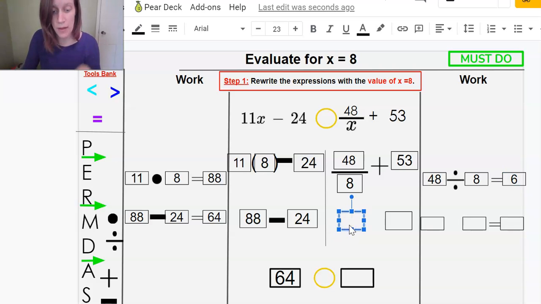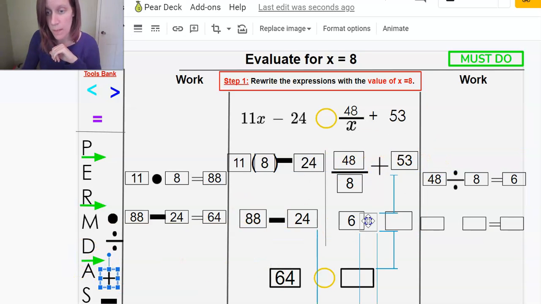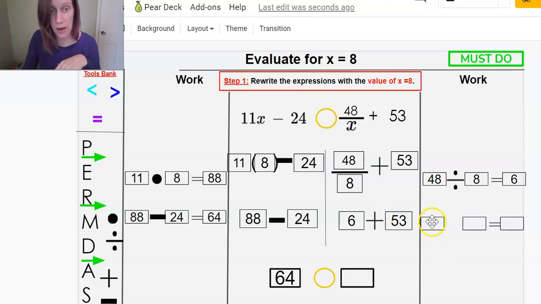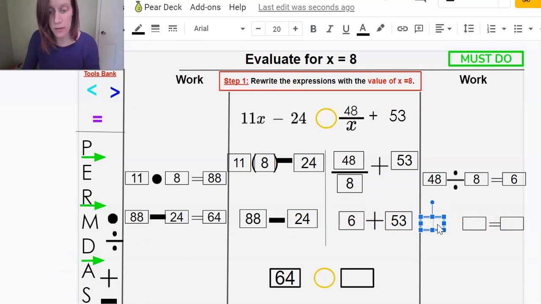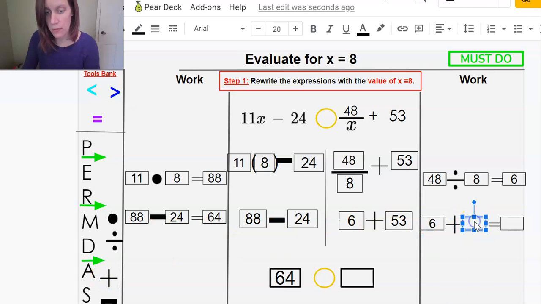So now I put my 6 right here, and I bring down what I haven't used yet, which is plus 53. So now I'm doing this part of my equation right here because addition and subtraction is all I have left. 6 plus 53 equals 59. So when x equals 8, 48 divided by x plus 53 equals 59.